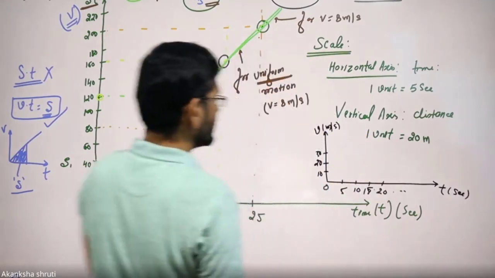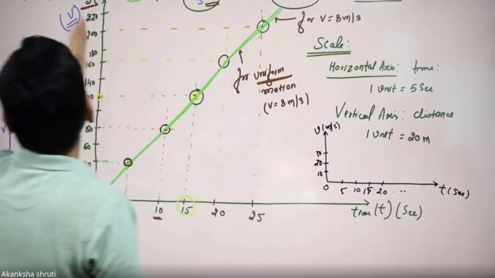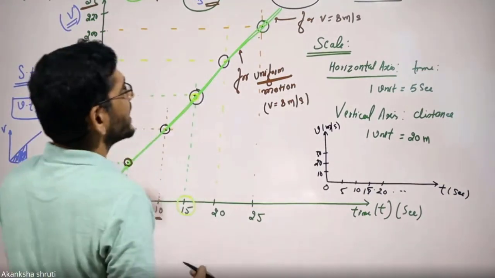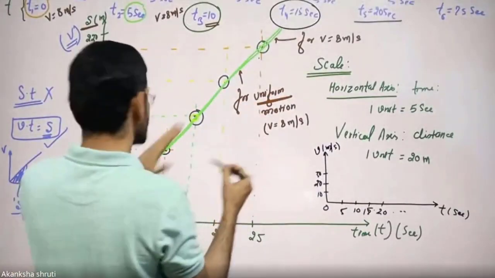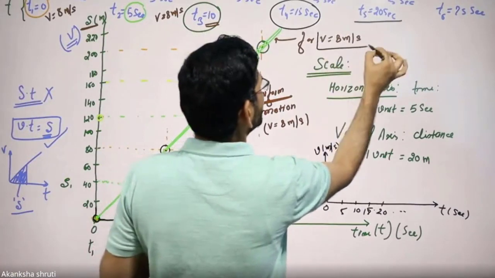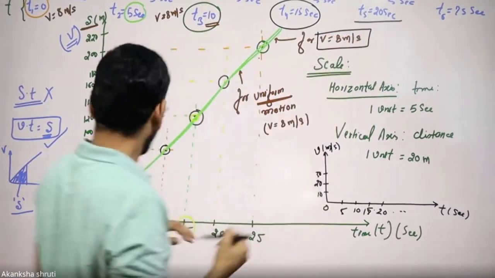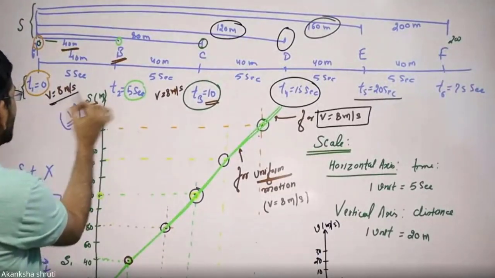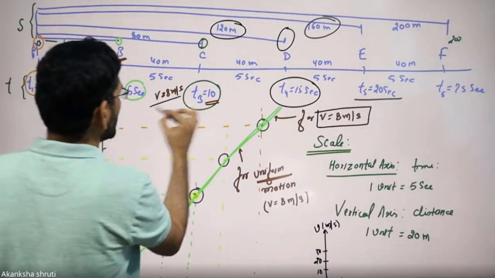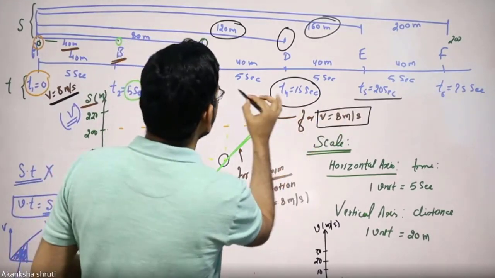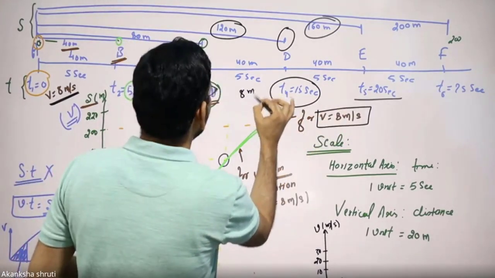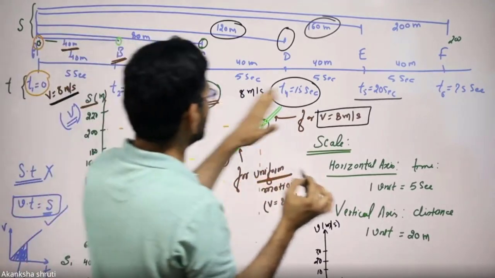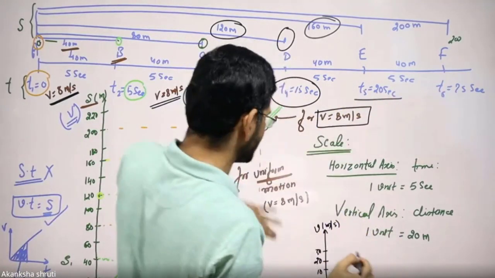Students, observing this distance-time graph, the speed calculated from the slope was 8 meter per second. And this speed is always the same. See here, in different intervals we had calculated the speed, and it was always 8 meter per second. So it is 8 meter per second at all times, whether at 5 seconds, 10 seconds, 15 seconds, 20 seconds or 25 seconds.